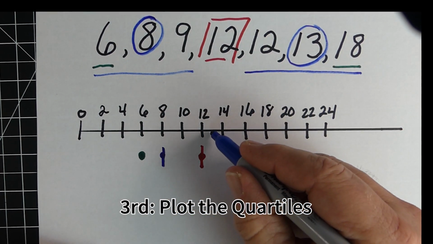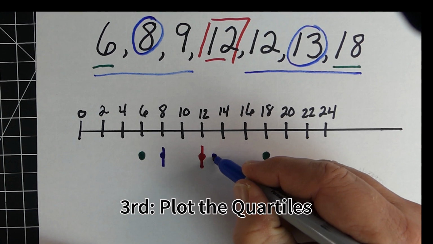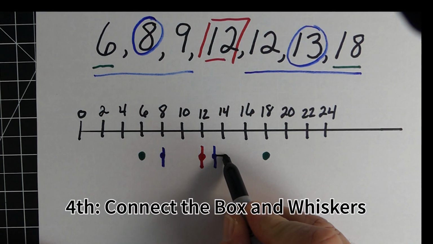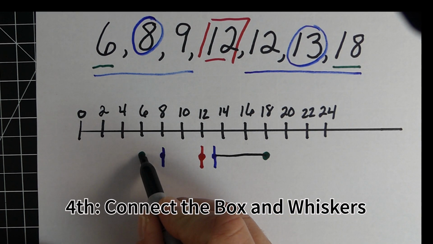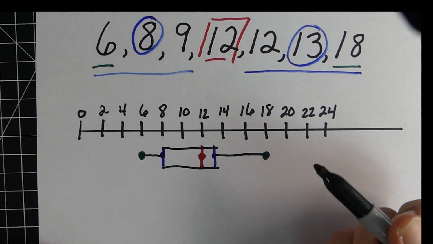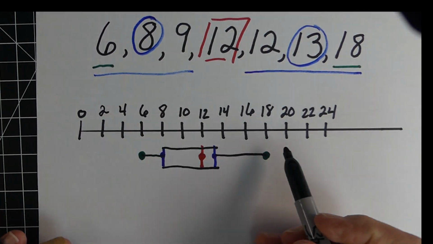And for the 13, we'll put a dot and a little line right there. Now you don't need to do the dot. I just kind of like to do it. I think it makes it easier to stay organized. Now we just actually connect all the dots here in the top of the box and the bottom of the box. And you see we have ourselves a Box and Whisker here.